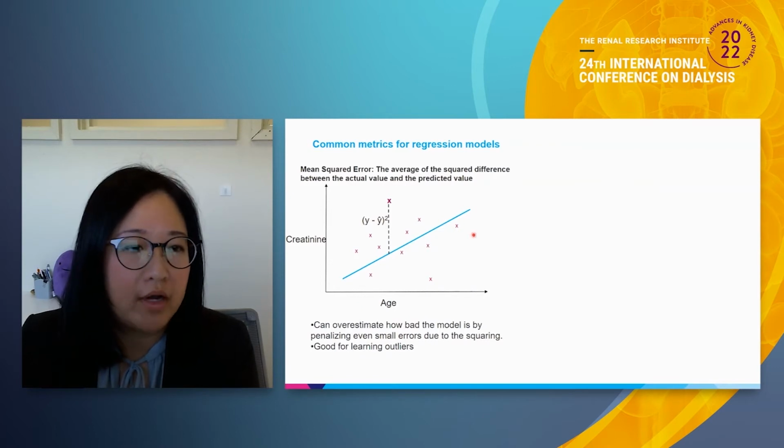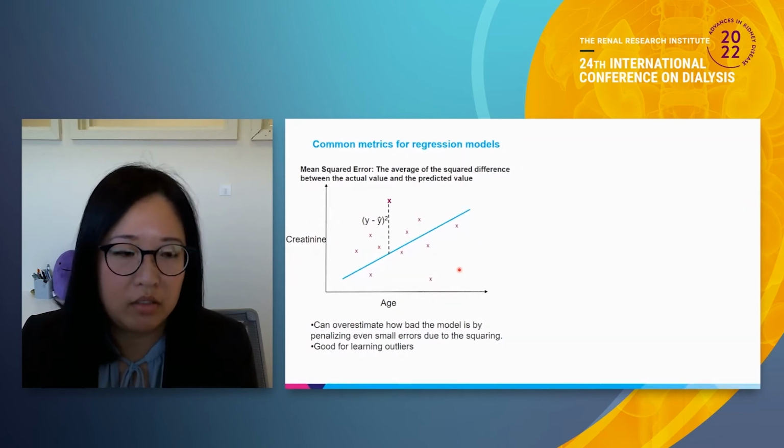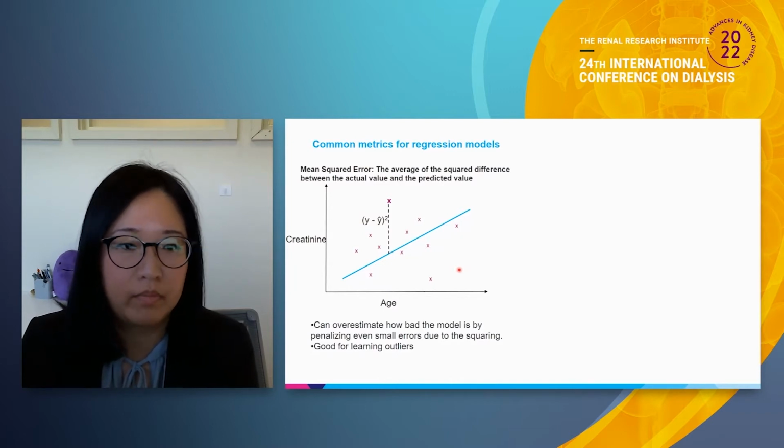And so what you're actually doing here is you're taking the difference between the actual value and your predicted value and then squaring it. And because you're squaring it, you can overestimate how bad the model is because you're penalizing these small errors. However, it is very good for identifying outliers because of this penalization.